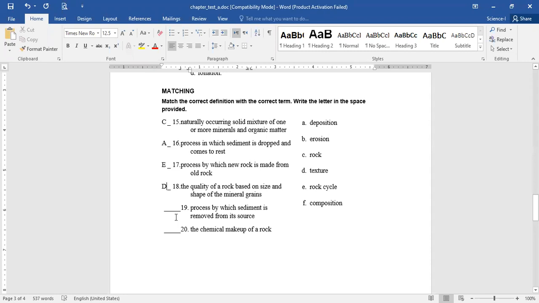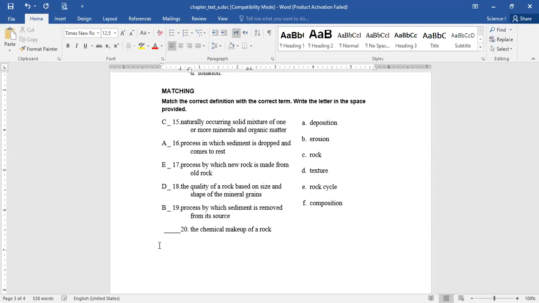Then question 19. Process by which sediments are removed from their source. The sediments are removed from one place to another. Not deposition, because we already selected deposition in question 16. If it is removed, it is called erosion. So the process in which the sediments are passed from one place to another is erosion.